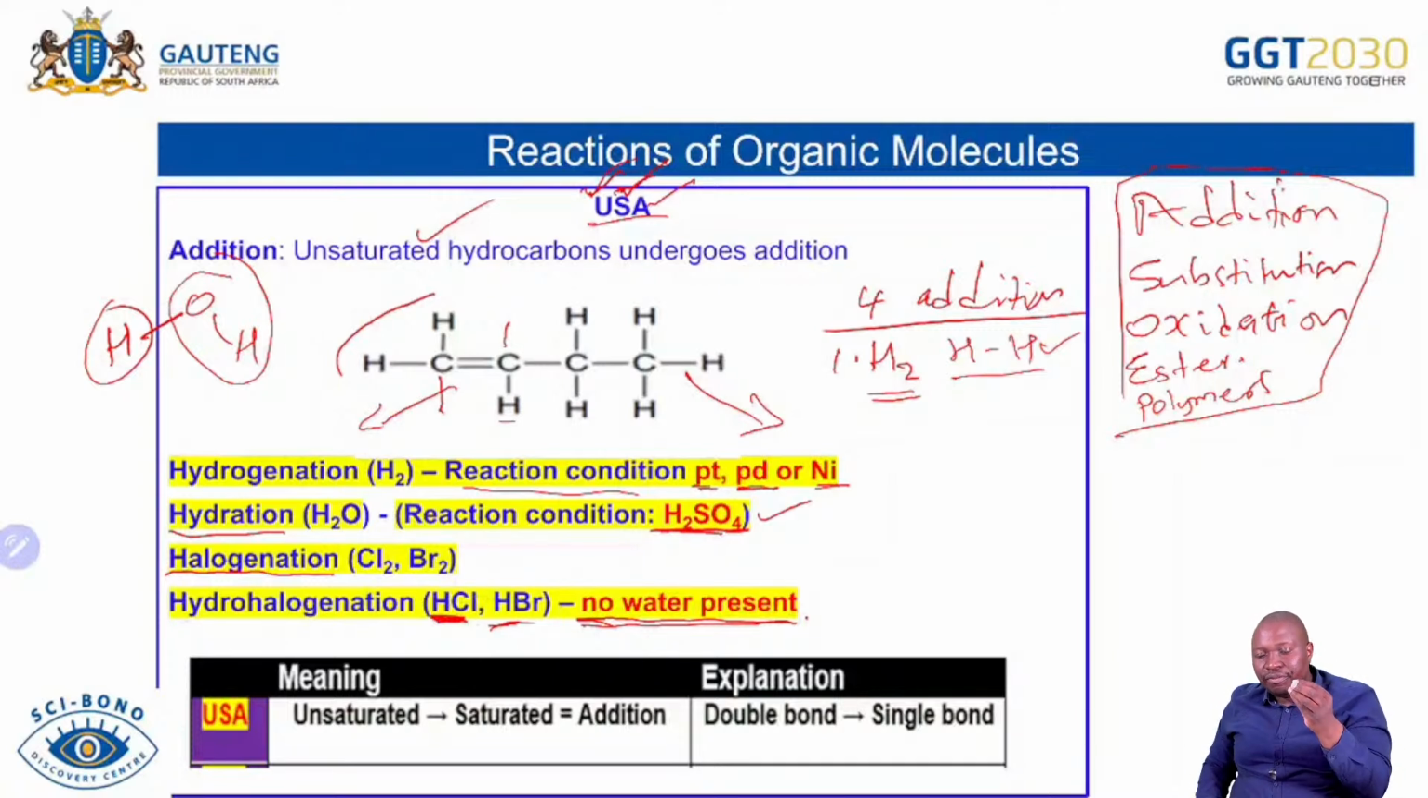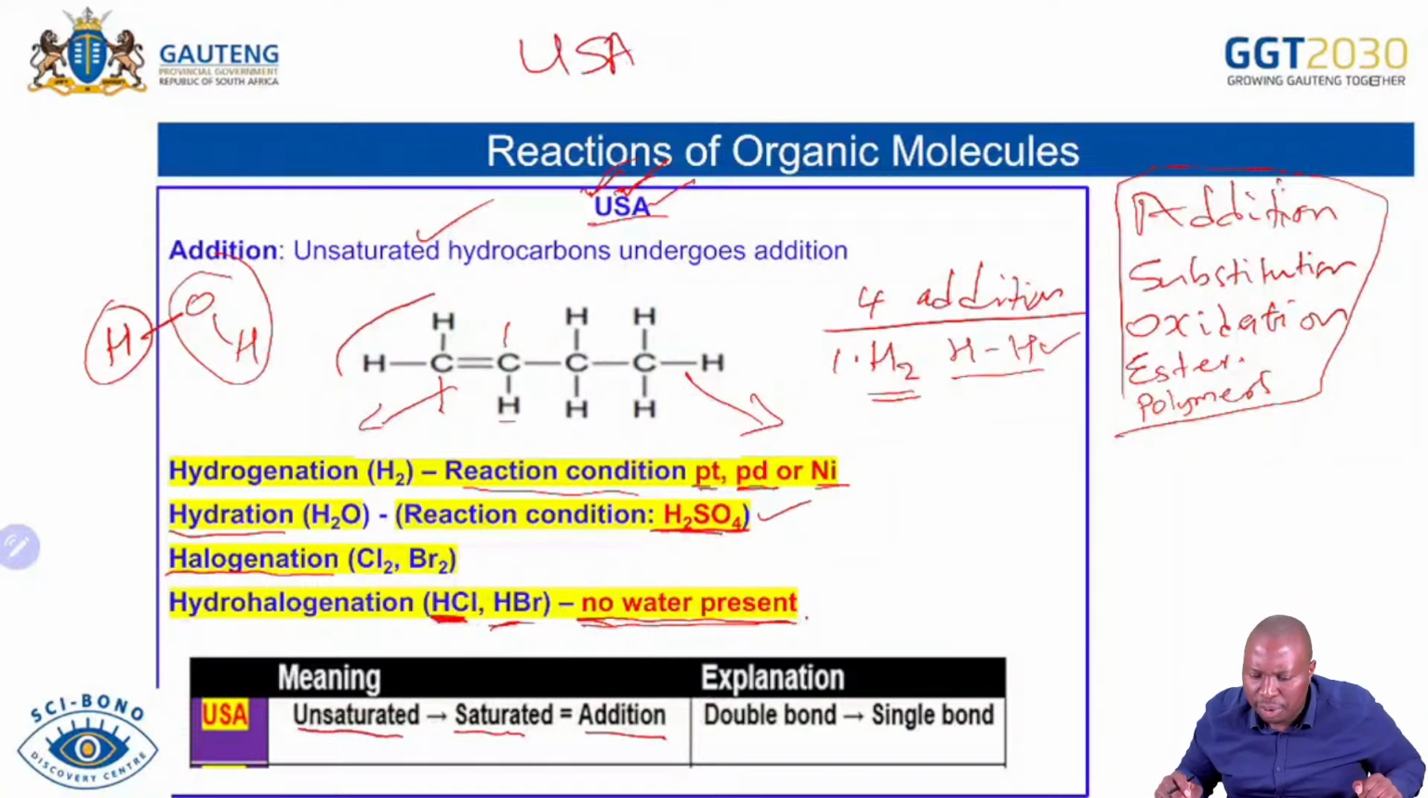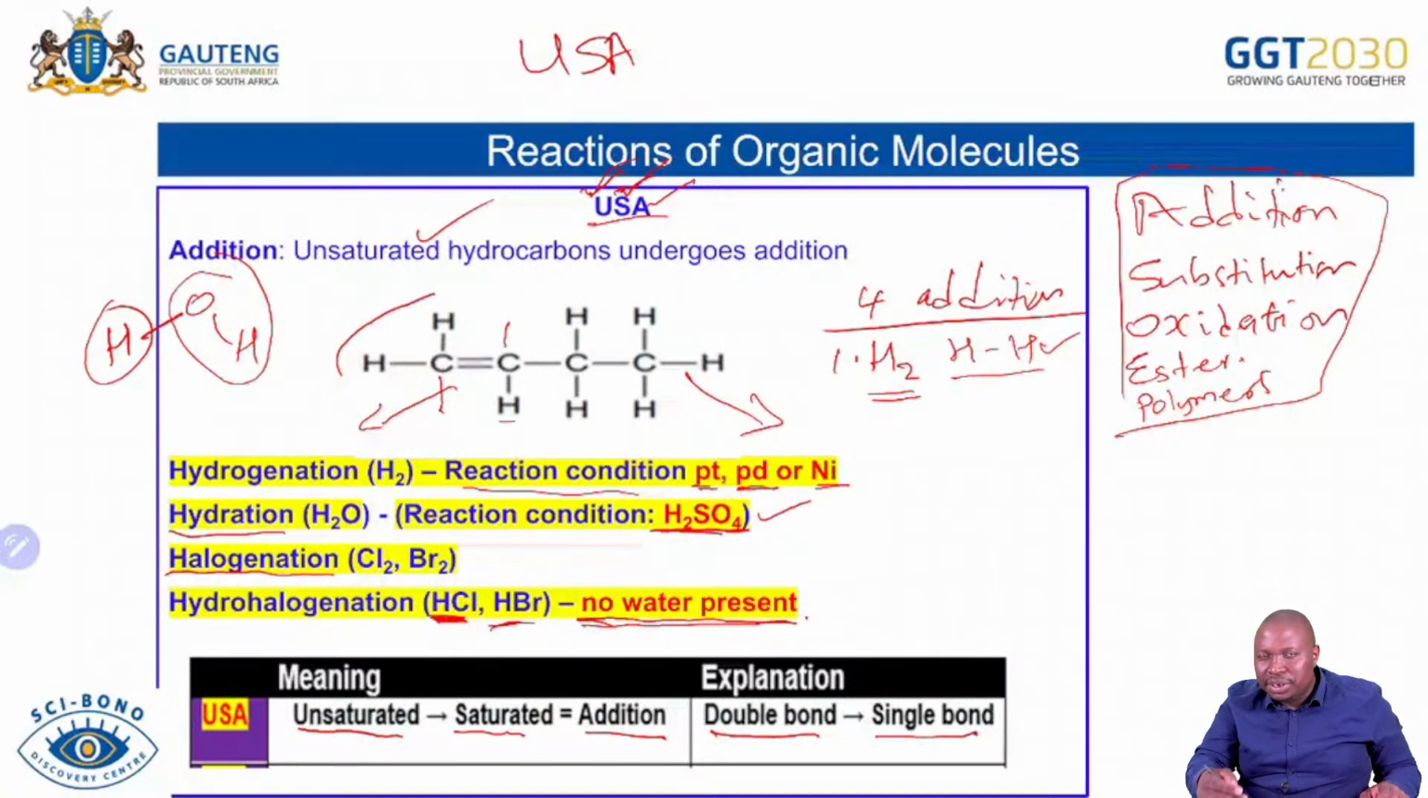Remember, for your simplicity, we're saying USA, which stands for unsaturated becoming saturated. The reaction is called addition. So when you see a double bond, you are seeing an addition type of reaction. And the explanation there is that when you have a double bond becoming single bonds, it means you have added.